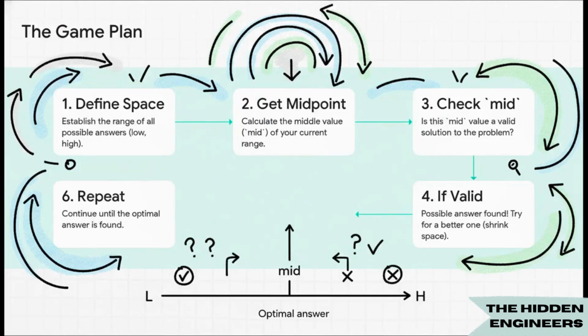And here's the blueprint. It's really just a loop. Step 1, you figure out your search space. What's the lowest and highest possible answer this problem could ever have? Then you just pick a point in the middle. Step 3 is the big one. You check if that middle point is even a possible solution. If it is, great. As step 4 shows, you then try to find an even better answer by shrinking your search space. If it's not possible, well, your guess was off, and you shrink the space from the other direction. You just keep doing that over and over until you've cornered the best possible answer.